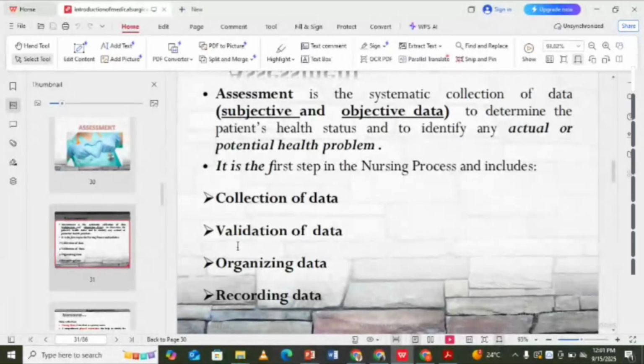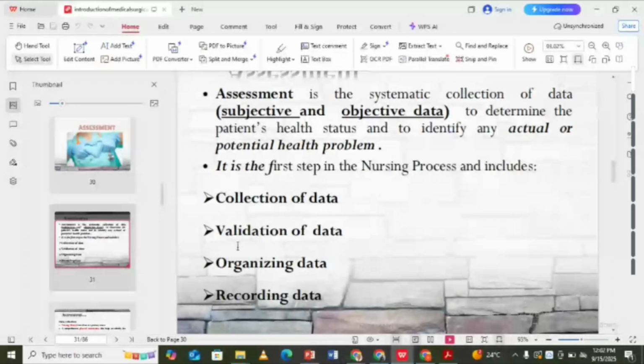Maybe you repeat the abnormal findings. For example, you've done your blood pressure taking, and you find out that it's very low, or very high, or it's giving an abnormal finding. You repeat. That is validation.